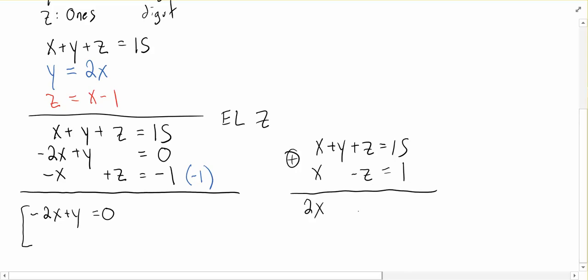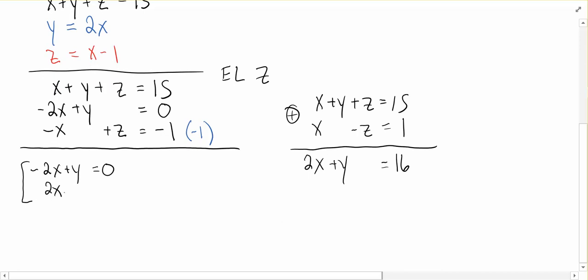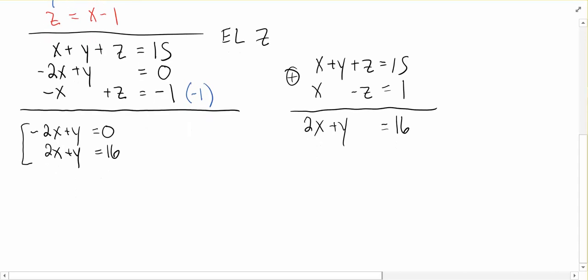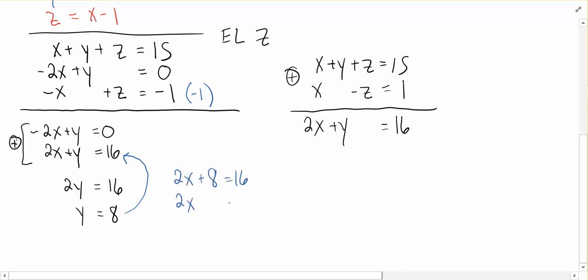And I get 2x plus y equals 16. I copy that down over here. Now this system of two equations, two unknowns is really easy to solve because the x's are ready for the elimination already. So if we add them together, we get 2y equals 16, or y equals 8. We can then take this value of y equals 8 and plug it back in to figure out our value of x. So 2x plus 8 equals 16. So 2x equals 8, or x equals 4.